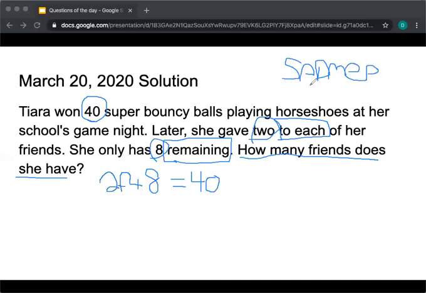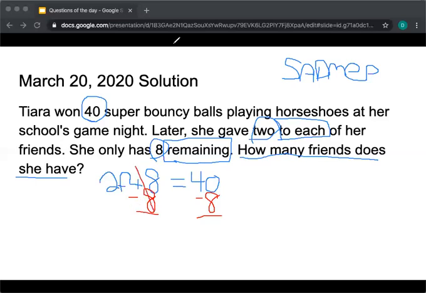I apologize because trying to write with my little trackpad is difficult. So I'm looking first for anything that I can add and subtract. So I'm adding 8. So in order to get rid of this 8, I'm going to do the inverse, which is I'm going to subtract it from both sides.